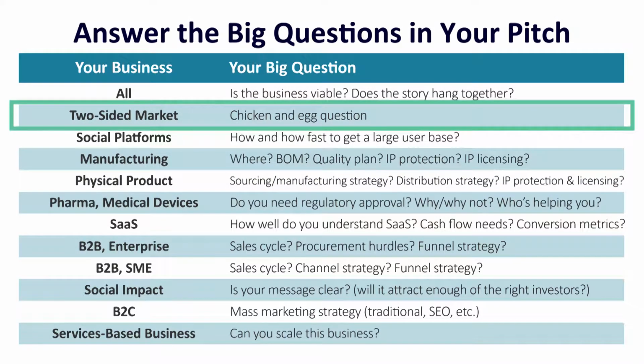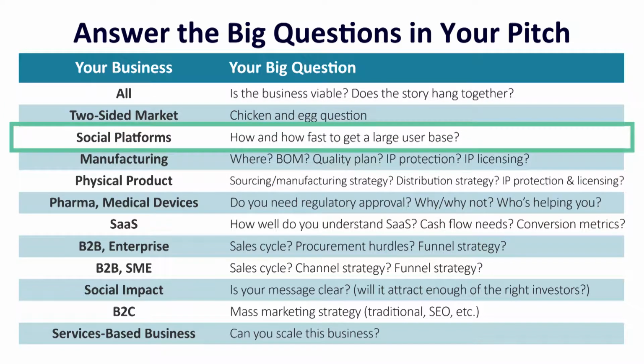The second thing is you have to answer the big question in your pitch. If you're a two-sided market, for example, you have to answer in your pitch somewhere which side of the market you're focusing on and how does that attract the other side of the market. If you're in the social platform space, then it's very important to figure out how you get to very large numbers of users as quickly as possible. You may not get 1 million users in your first year, but you definitely need to be able to show a path to how you're going to get your first 1 million users, your second 1 million users, and your 10 millionth user.